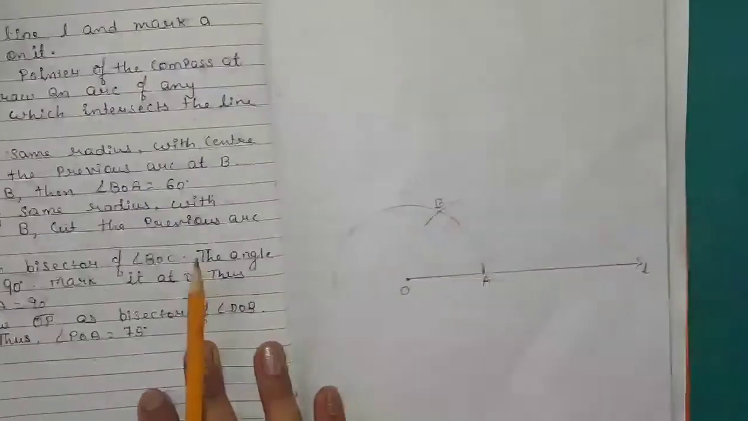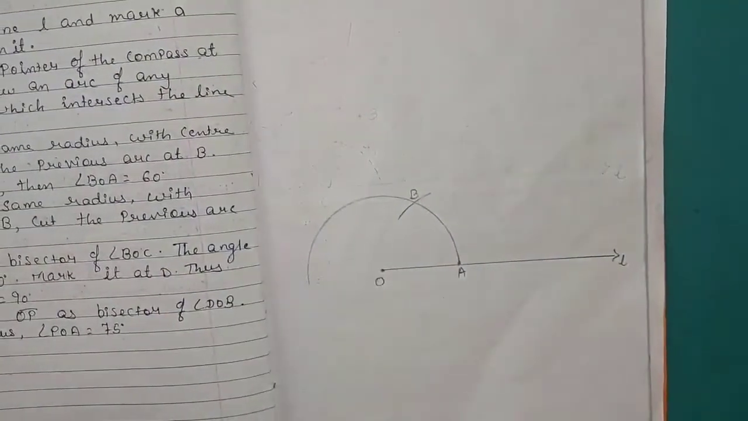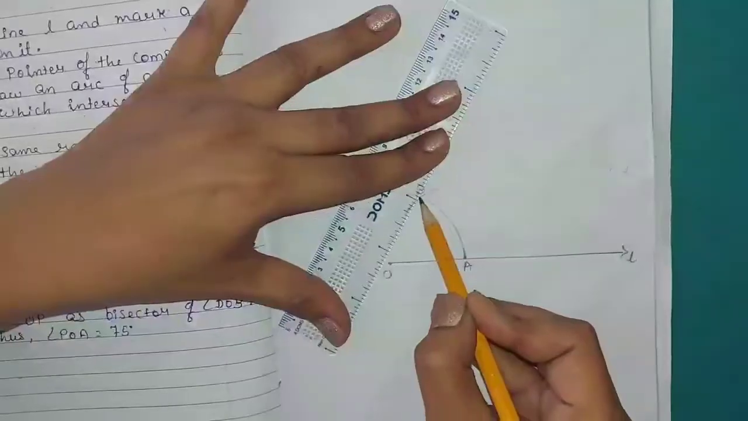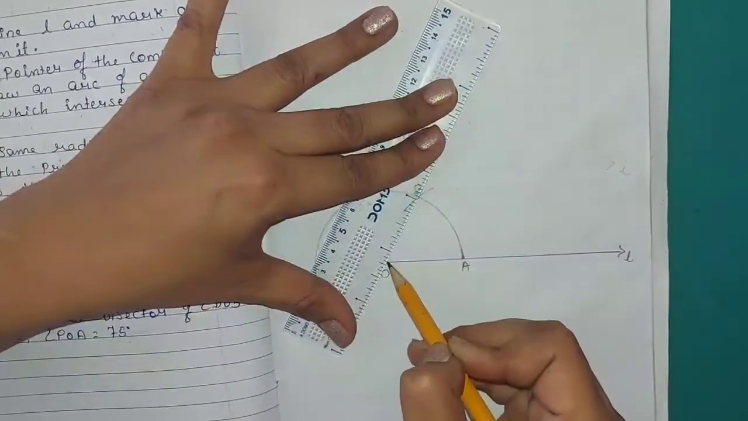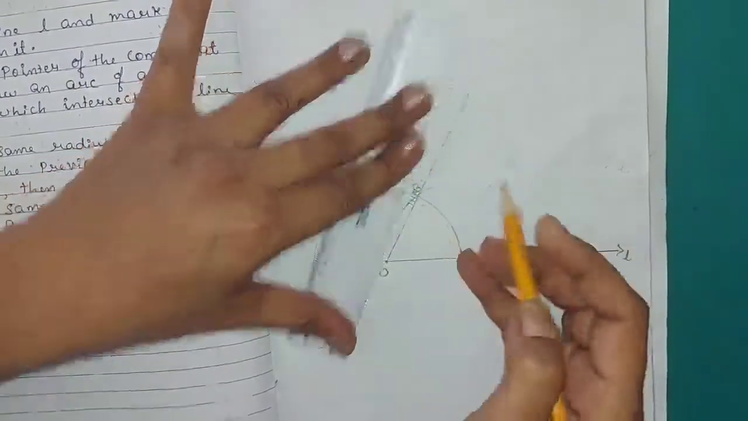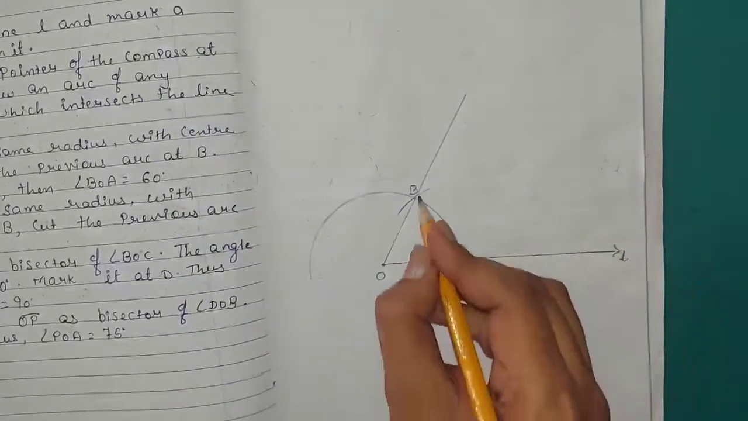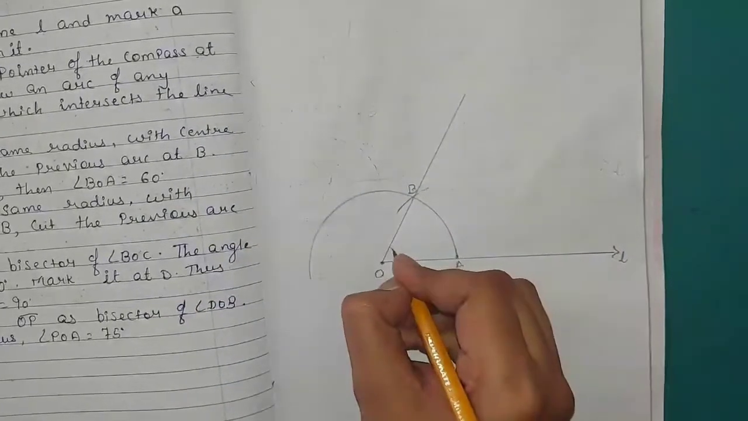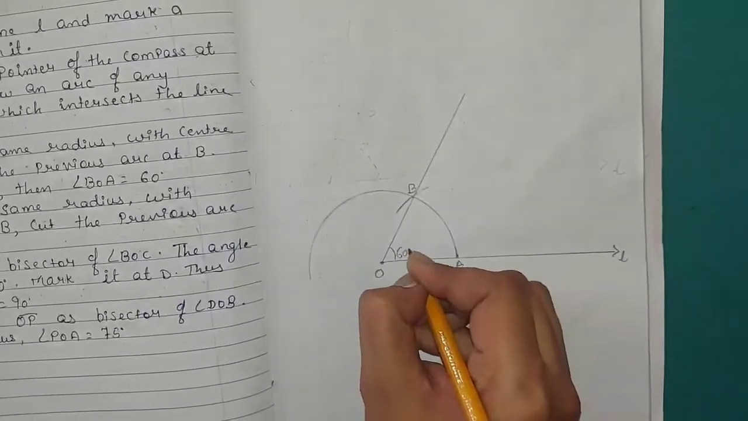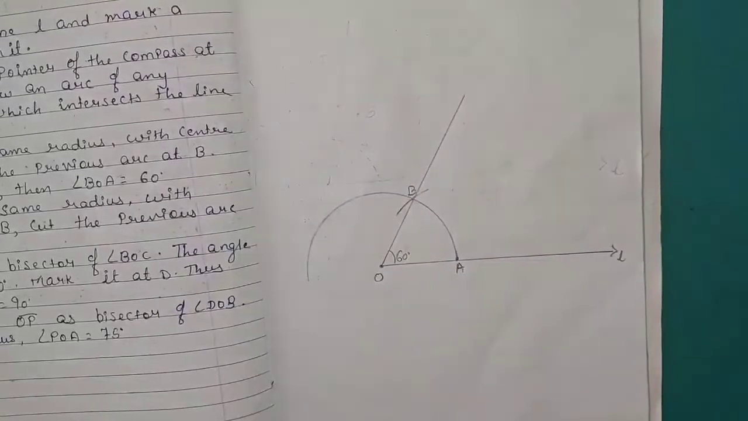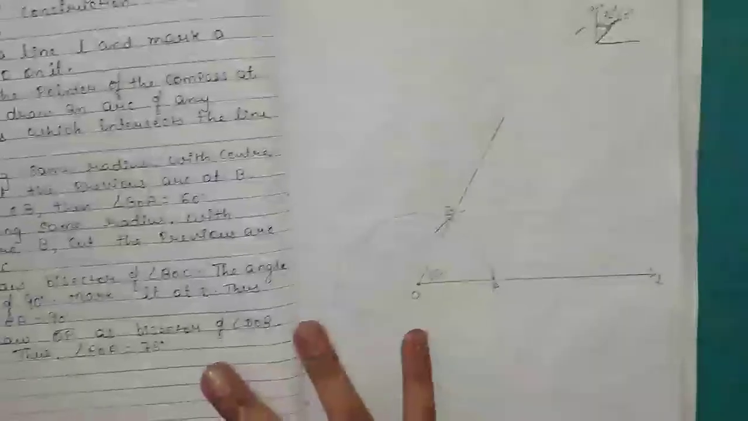So let me join OB. Students, here I will join OB with a scale. And this angle BOA is what? This angle is 60 degrees. So first of all we have drawn an angle of 60 degrees. Now let us see the next steps.